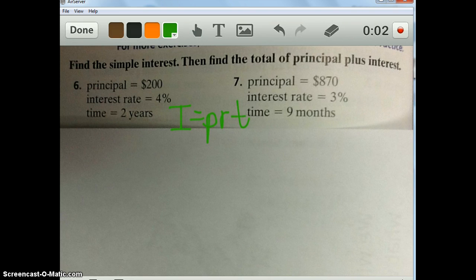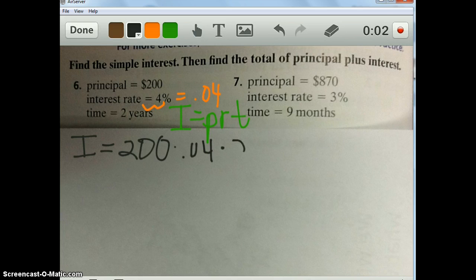And so when I look up here, my principal, oh, that's nice. It just gives me 200. My interest rate is 4%, but I can't use the 4. I've got to make that into a decimal first. So I'm really going to use 0.04. Then my time is 2 years. So I'm just going to put those in. So my interest equals my principal times my rate, 0.04, and then times my time, which is 2 years.